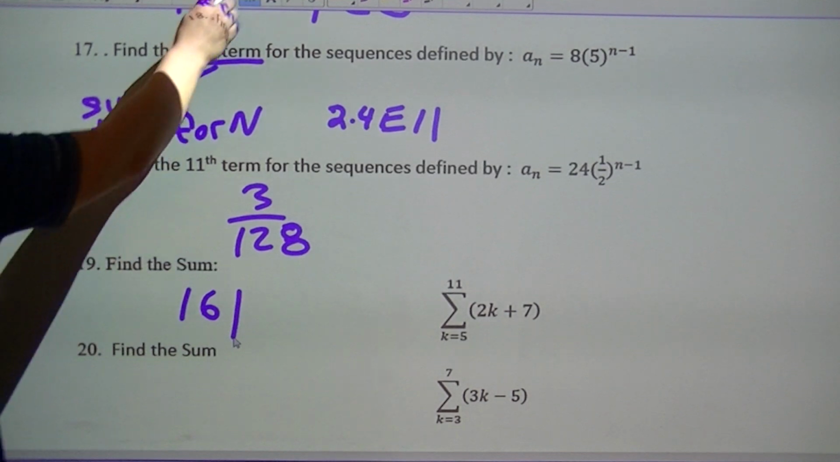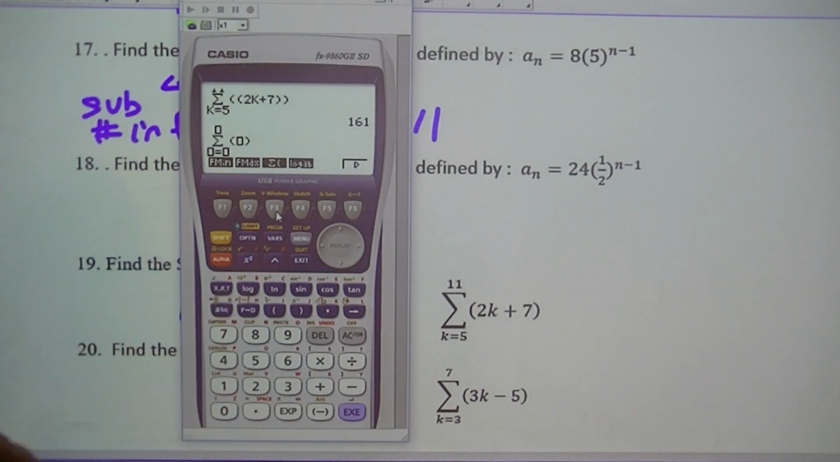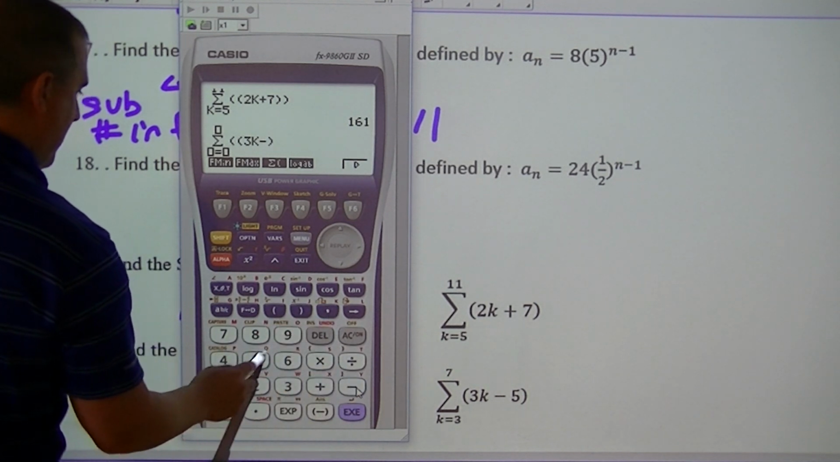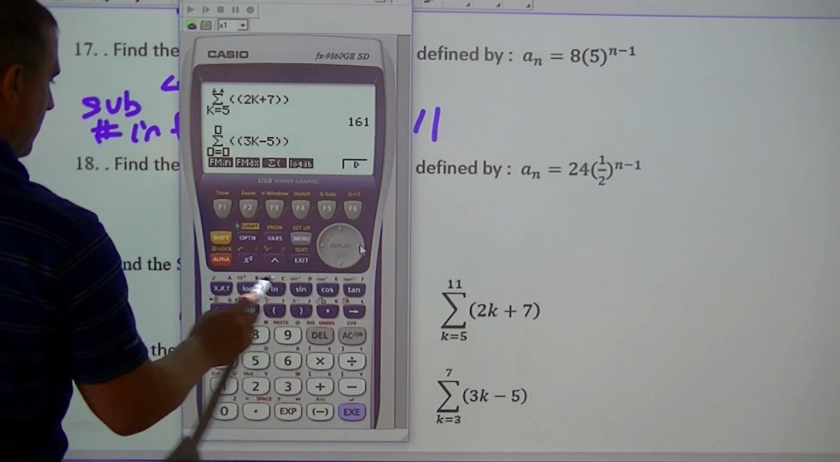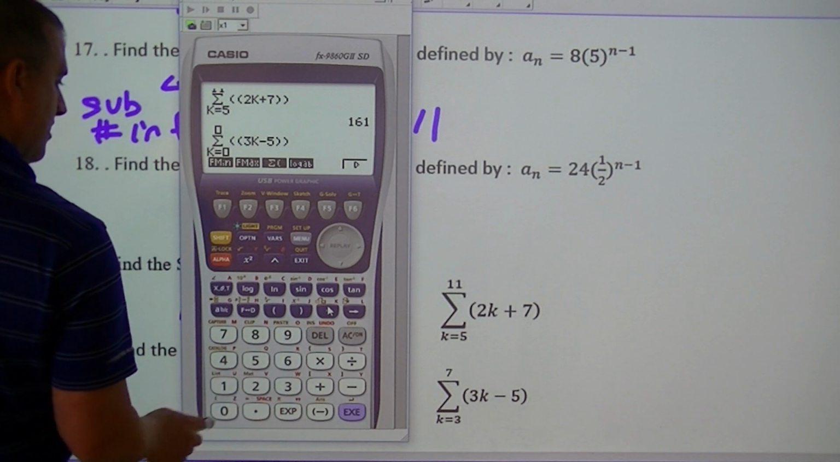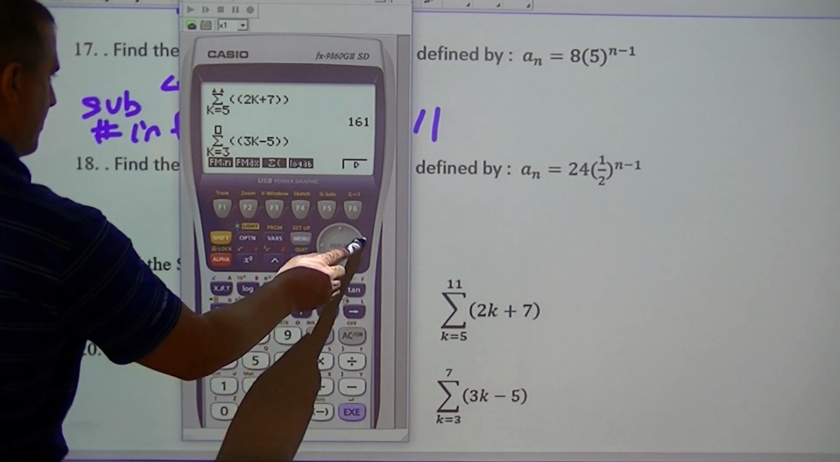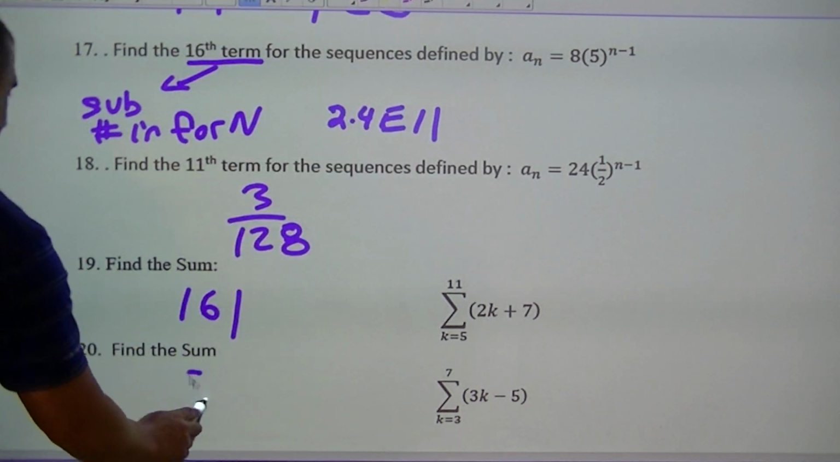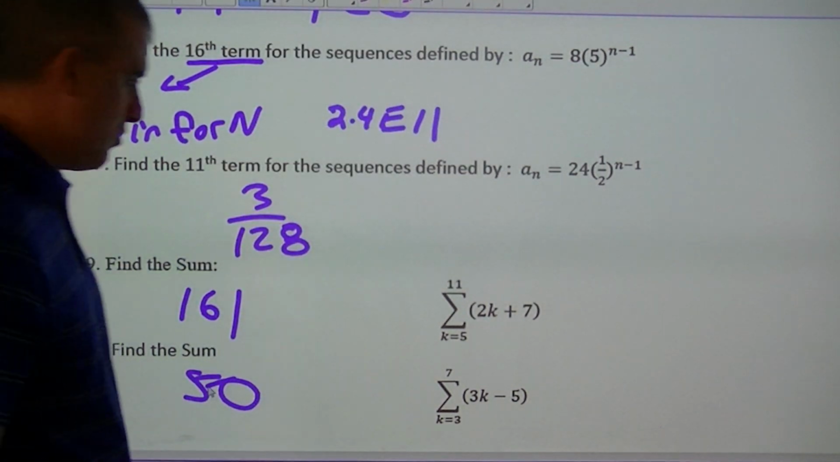Okay, find the sum of this one, sigma, parentheses 3, alpha k, minus 5, close them. Alpha k is going to be 3, and I'm going to go to 7 this time. 50. Okay? Moving on.